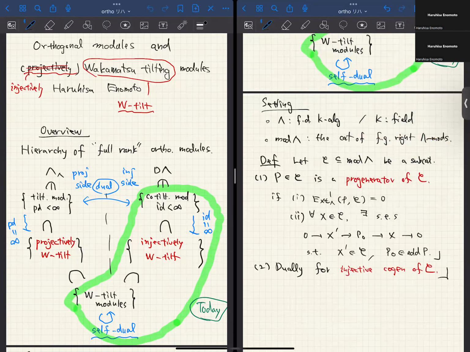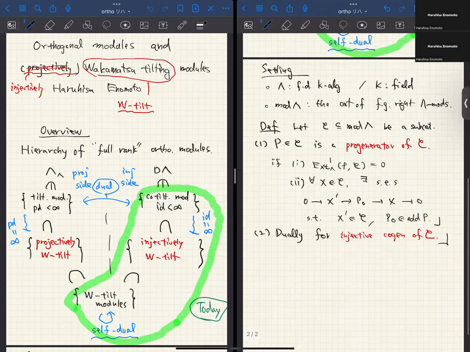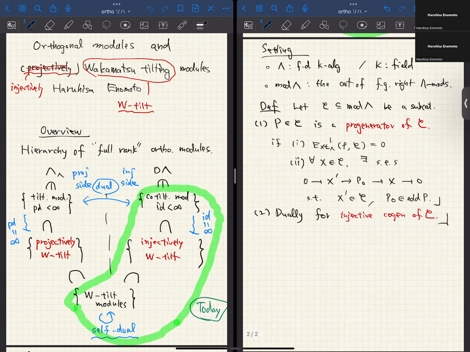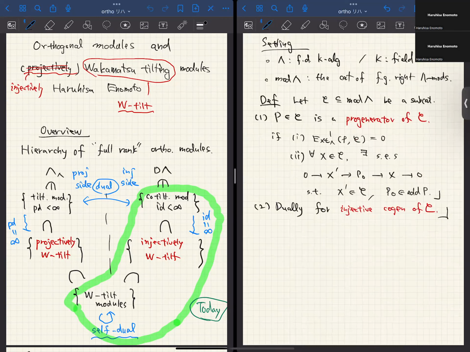So maybe the more natural notion is the progenerator for exact category, and injective cogenerator for exact category, but I won't assume knowledge of exact category. So this is just a definition for a subcategory of module category.